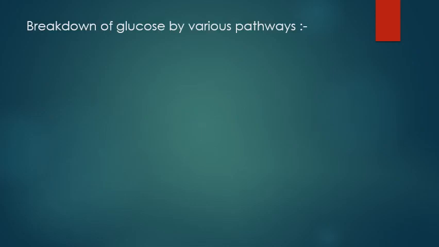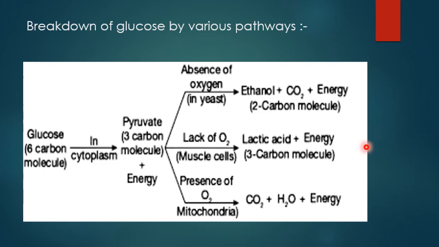Now let us discuss the breakdown of glucose by various pathways. We already discussed this. Have a look at this picture. You can see a pathway to understand how glucose breaks down in different ways. Glucose is broken down into three carbon molecules called pyruvate in the cell cytoplasm. This pyruvate is further broken down in different ways to provide energy. You can see three ways it is helpful to obtain energy. Pyruvate breaks down in different ways in different organisms. Let us discuss this now.